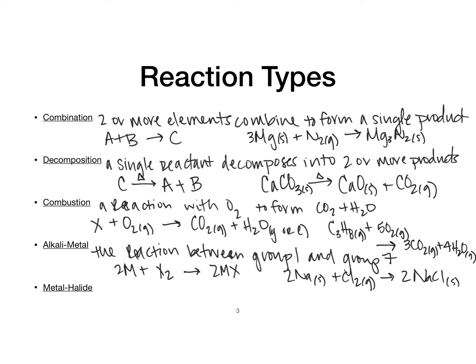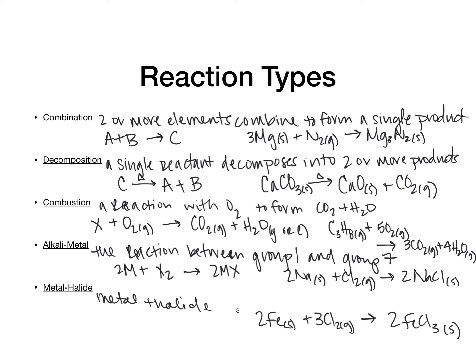The other example is quite similar, but a more general statement of any metal with a halide reaction. So metal plus halide is going to give you some version of an ionic compound. For example, if you have 2 iron solids plus 3 Cl2 gas, that's going to give you 2 FeCl3 as a solid. So these are some of the different reaction types.